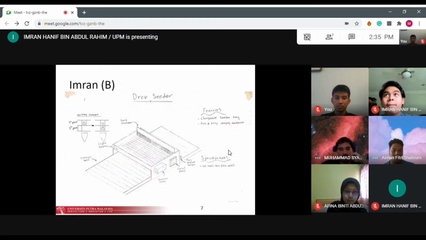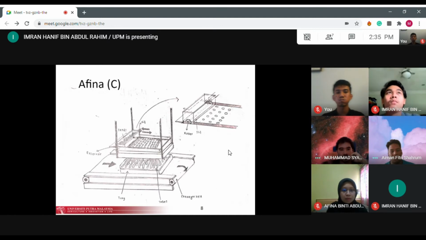The next one is IMRAN, which is concept B. This one uses a drop seeder method also, with a slot mechanism, and it uses a vibrator motor with a seed stripper to distribute the seed evenly, and it uses a conveyor to transport the tray. The third one is AFINA, which is concept C. This one uses a seed dropper method with a tube guided feature, and it also uses a conveyor, and it dispenses the whole tray at once.